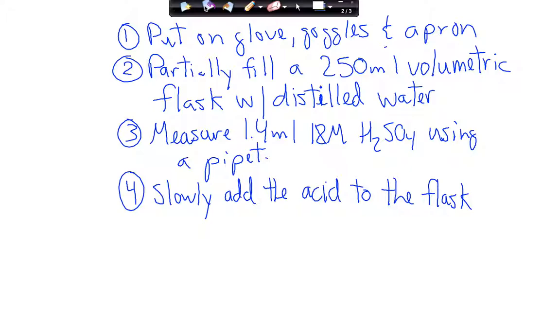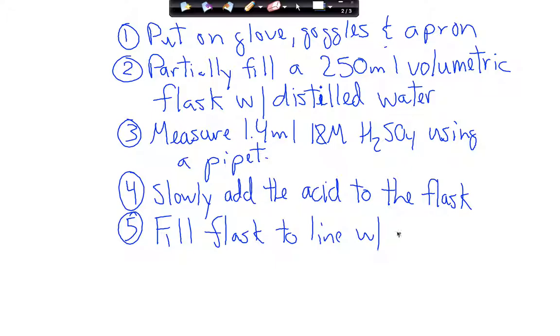Okay? All right, so now that we've slowly added the acid to the flask, we now have step 5, and step 5 is simply fill flask to line with distilled water. So fill it up to 250, you're done. That's it. So guys, those are specifically steps that they're going to hold you accountable for. Yes, you have to put goggles, apron, and gloves. You guys okay with the idea?